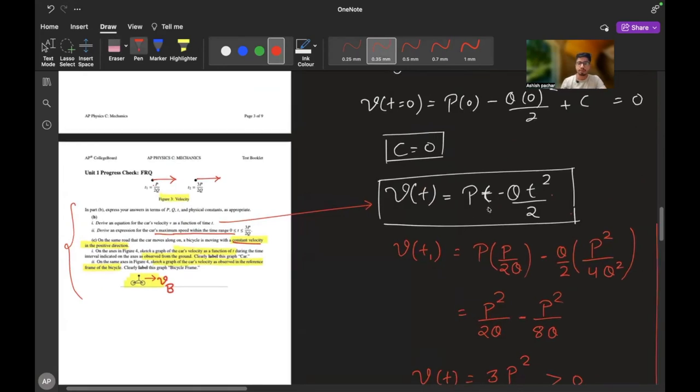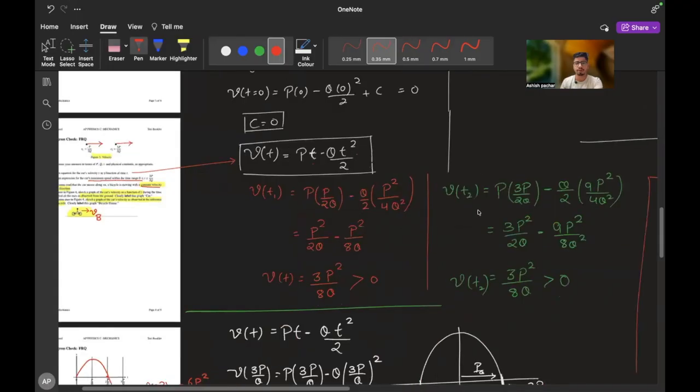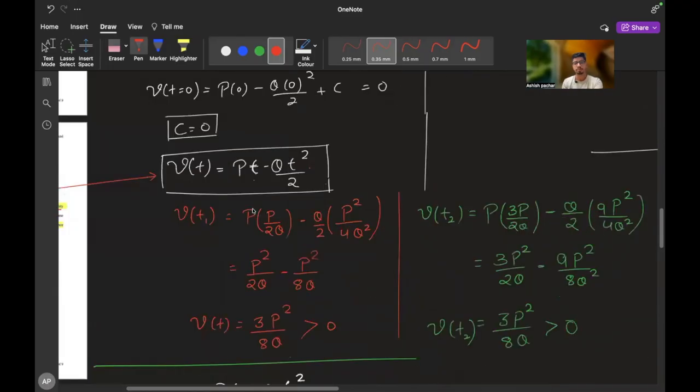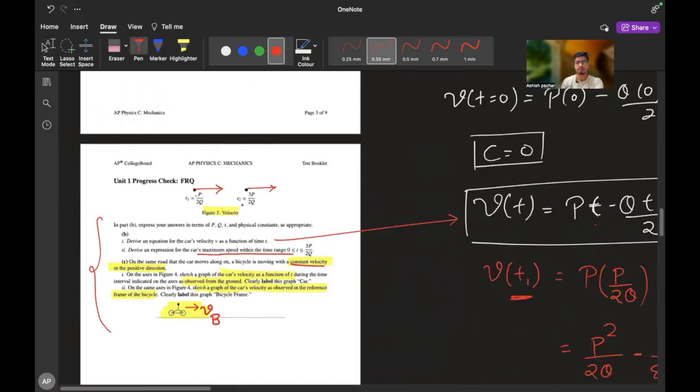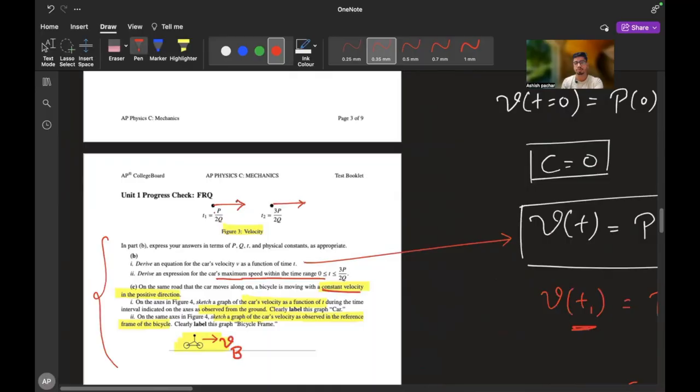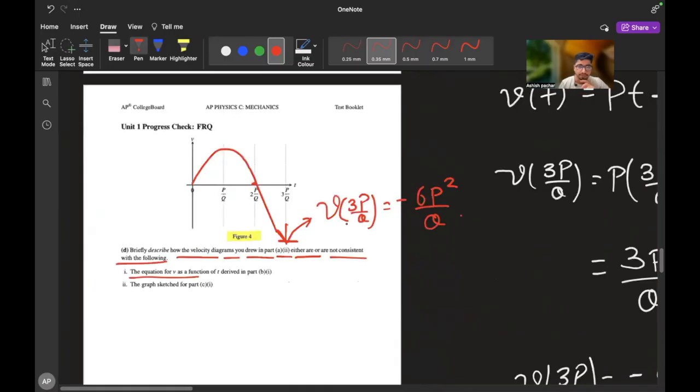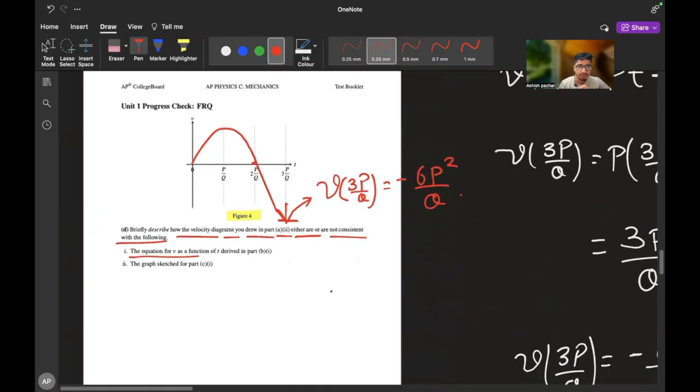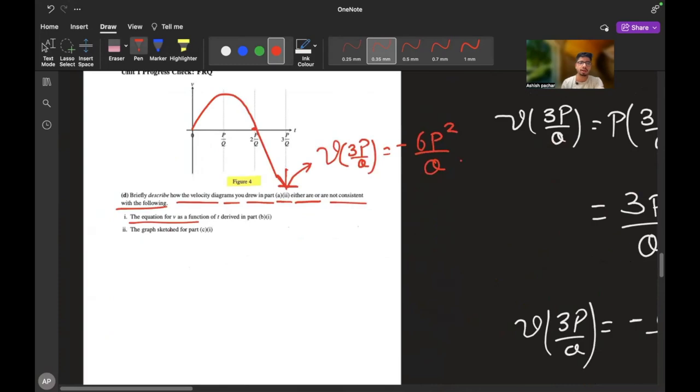And as you can see, even we had done this part: at t1 we plug in the value, at t2 we plug in the value, and both come out to be positive. And yes, so that is consistent. So both are positive, so this direction that they have shown comes out to be right, and we are correct regarding that. Okay, now the next part of the question is the graph sketches.